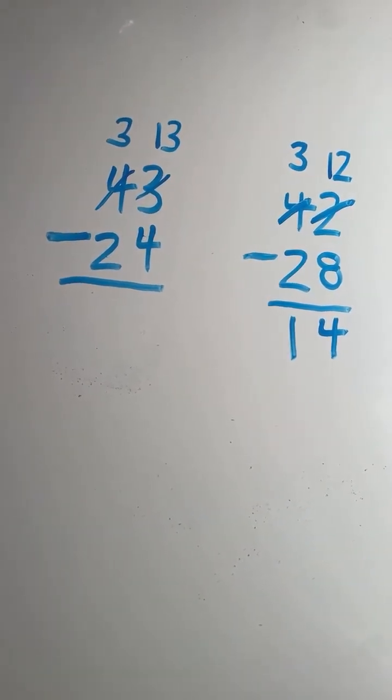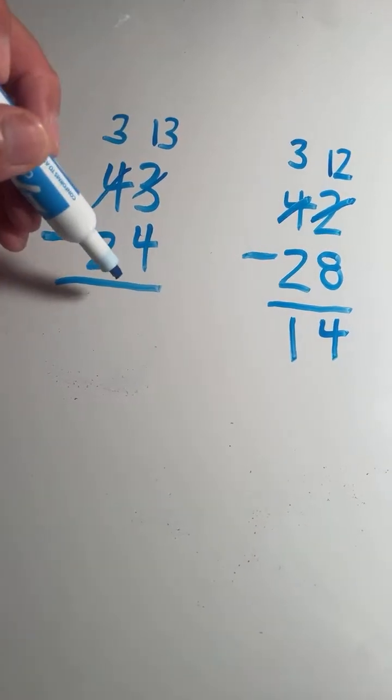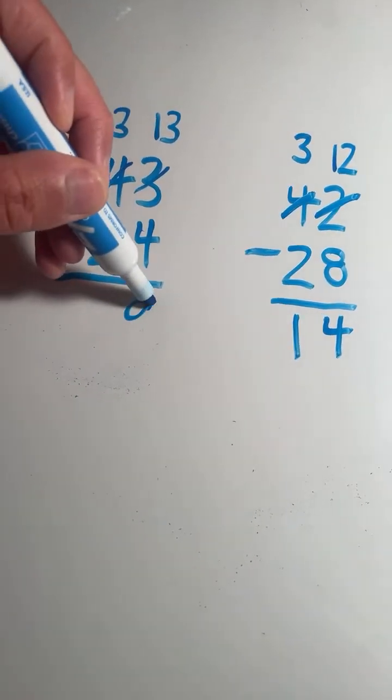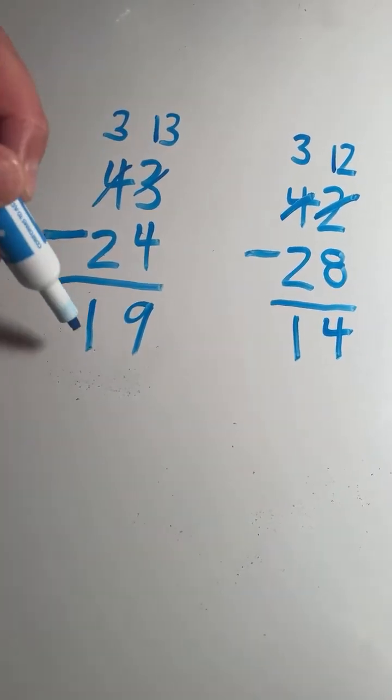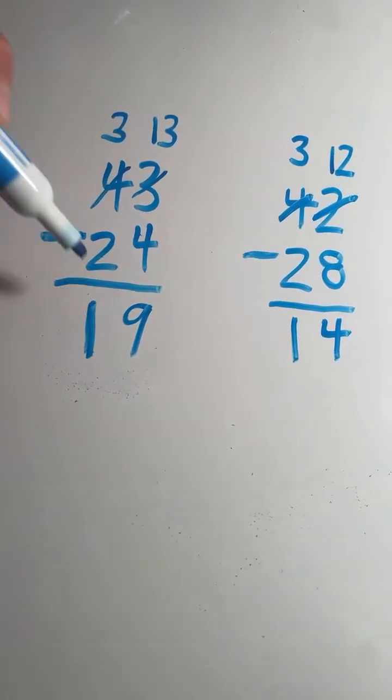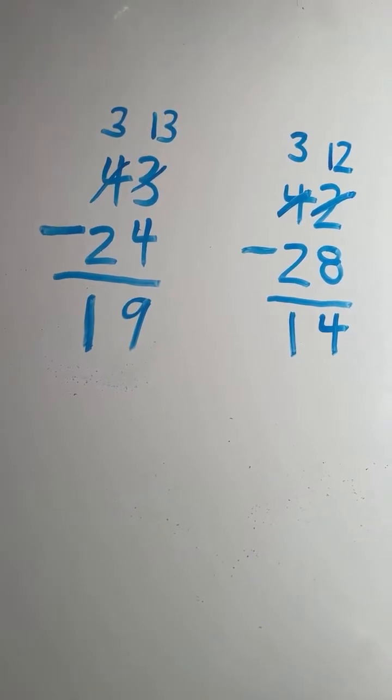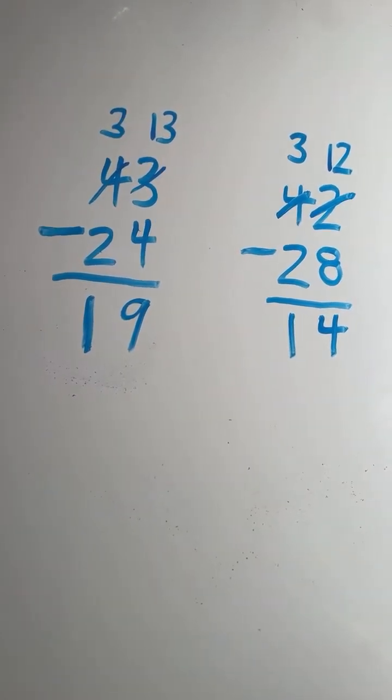And now we can subtract. 13 minus 4 equals 9. 3 minus 2 equals 1. And we have our final answer. 43 minus 24 equals 19.